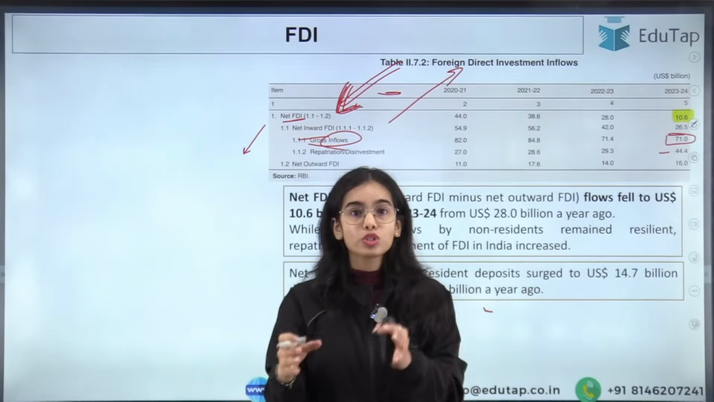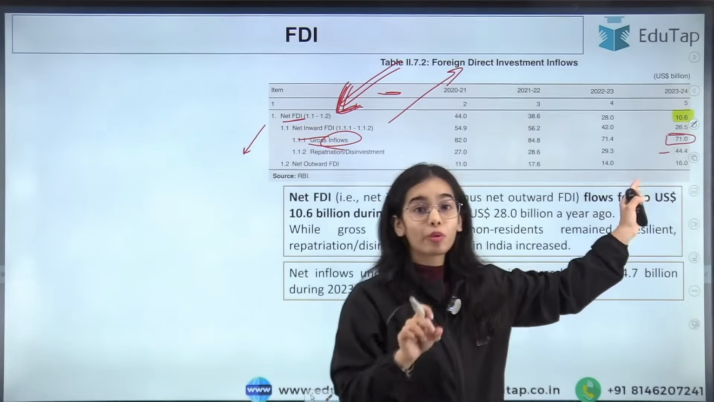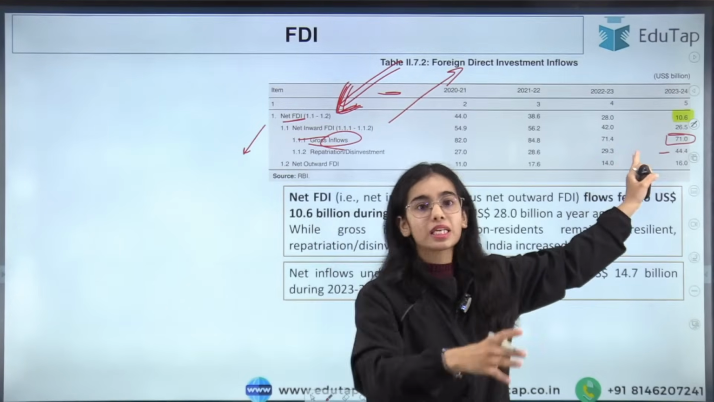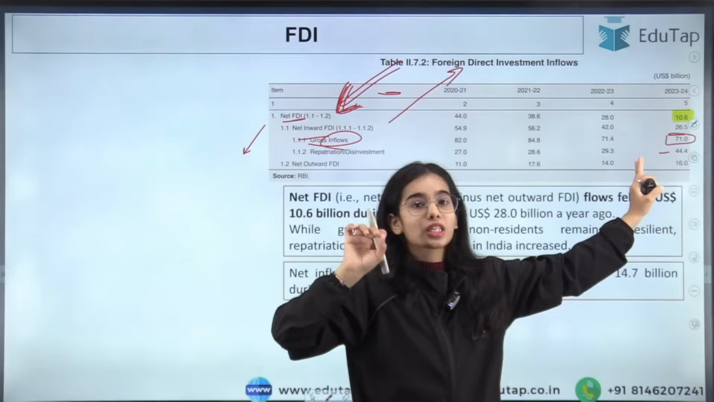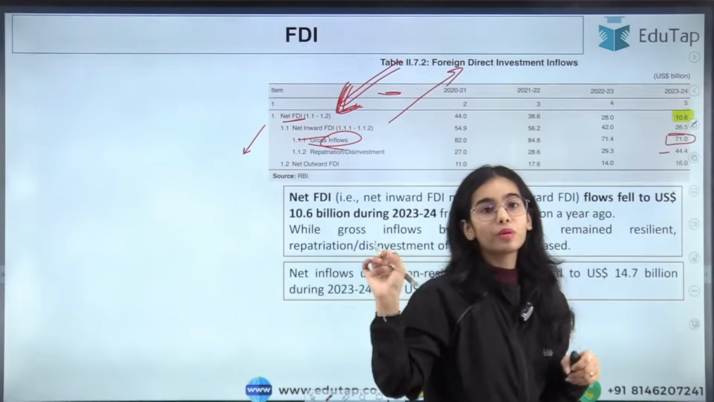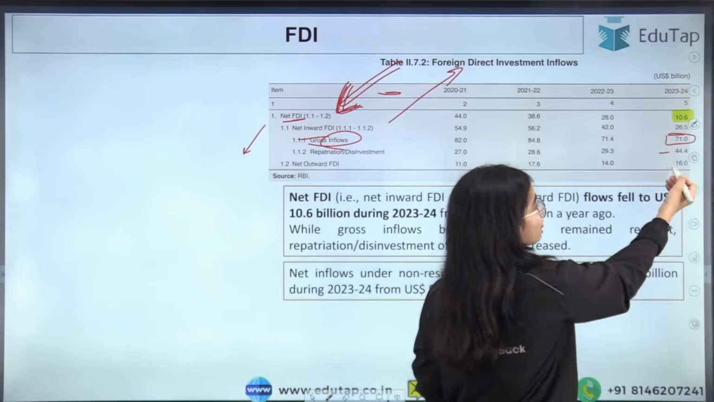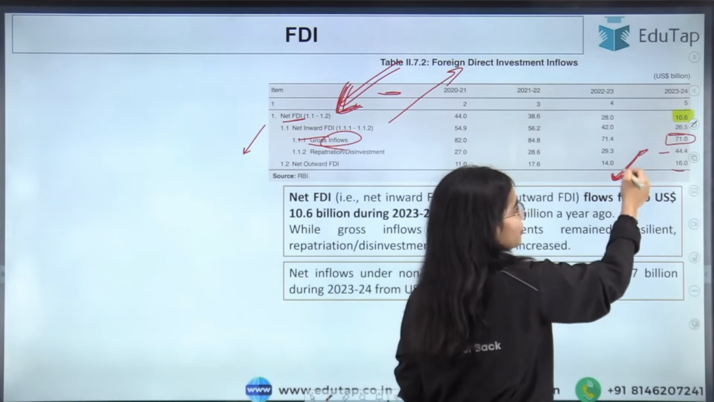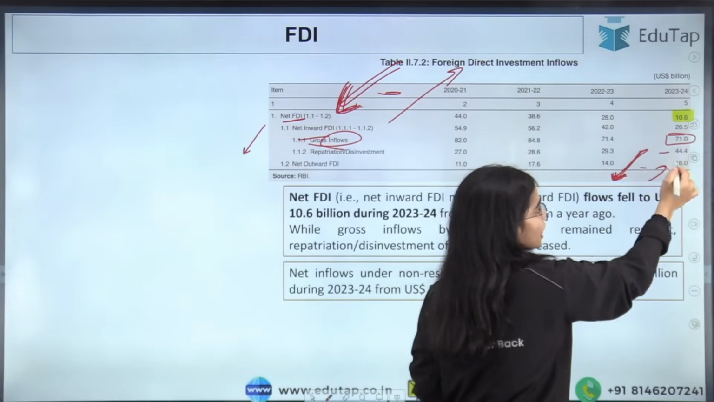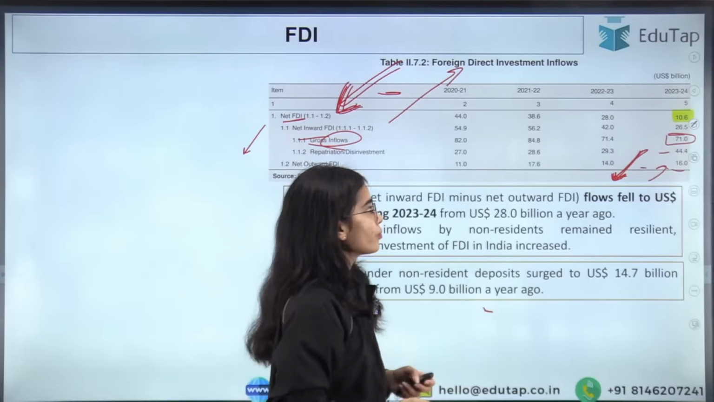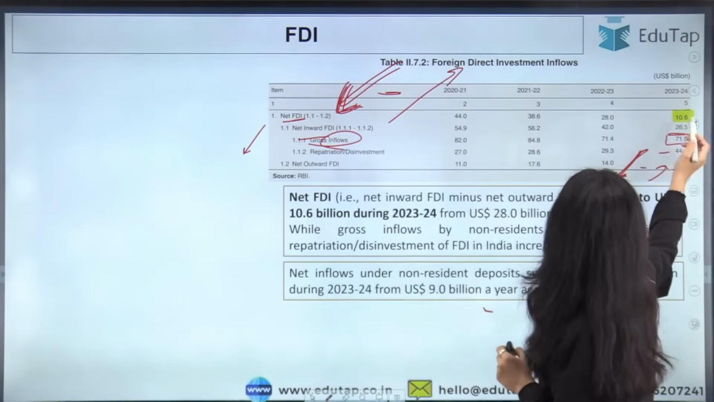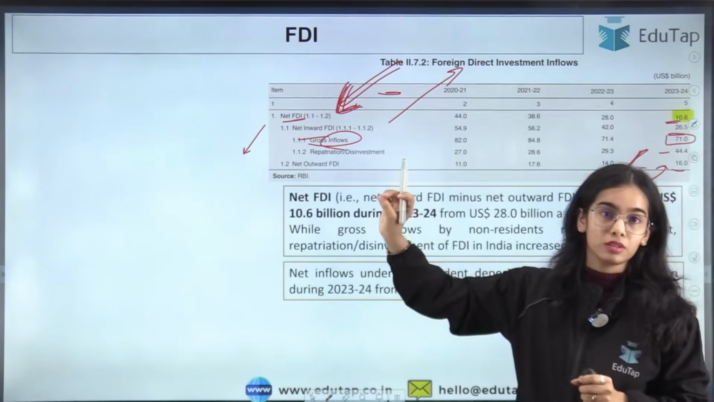So gross inflows were $71 billion, but from this there was disinvestment, that is, they are disinvesting in our country and taking back their money. That was $44.4 billion. Then the net FDI is the money that is coming in minus the money that is going out. So in total, the net FDI was $10.6 billion.